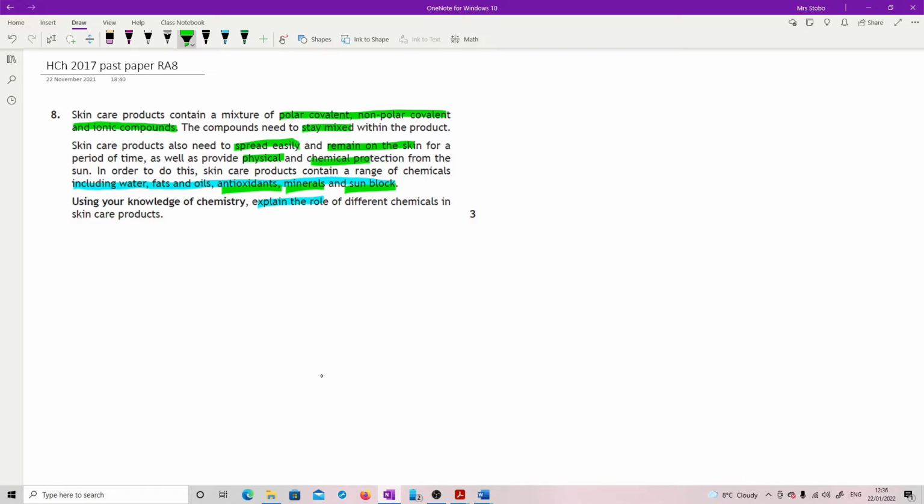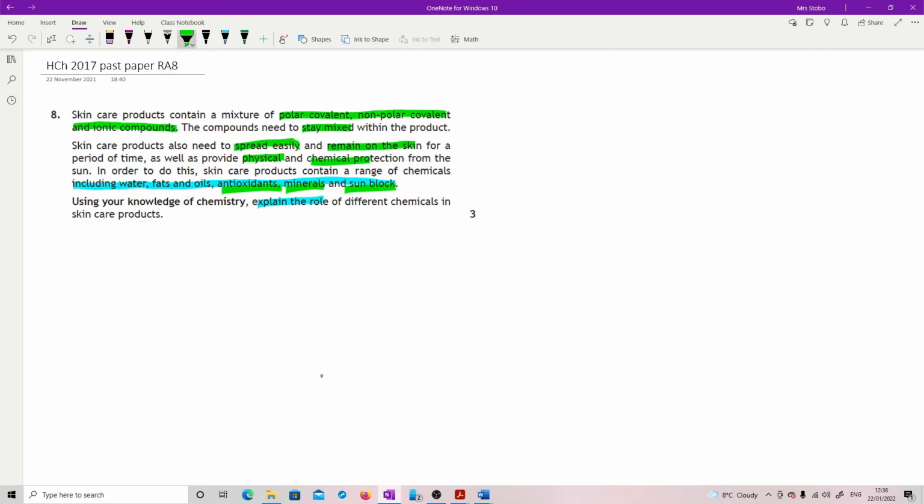As I say, I think I would find this one difficult to stay on topic. So be very careful when you're doing it that you are constantly coming back to, am I explaining a role of a chemical in the product? And, you know, if you manage to get 3 of the different chemicals that they've said, like, so talk about water, talk about fats and oils, talk about antioxidants, talk about minerals, talk about sunblock, do each of those things, then you should pick up the marks, okay?